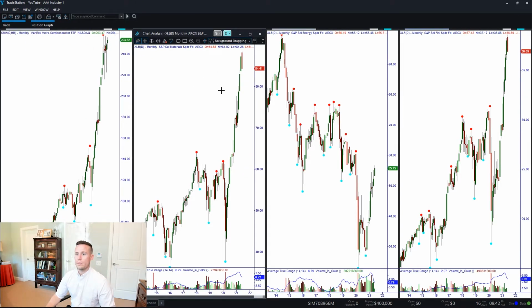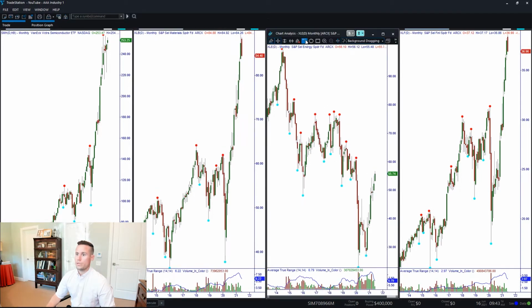XLB is building materials, right? Also strong. This is a really good example in comparison to this XLF, financials, XLB and SMH, how XLE, which is energy, is a lot weaker. You can straight up tell that this is in a downtrend, right? So not that strong relative to semiconductors, building materials, and XLF, which is financials.